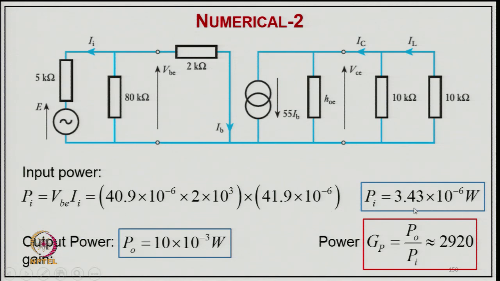your 3.43 microwatt, and the output power is already given, 10 milliwatt. So power gain is P_o upon P_i, that comes 2920 here, I mean for this transistor. This is the configuration with common emitter, typically configured as a power amplifier.